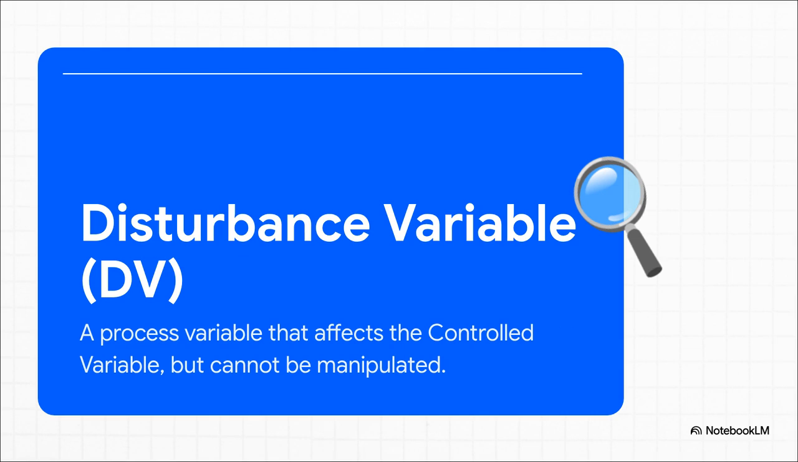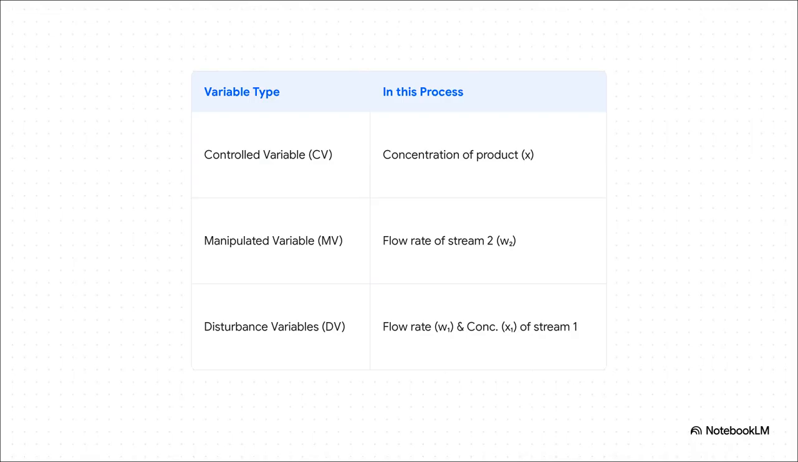And finally, there's the disturbance variable, the DV. These are all the unpredictable things that are always trying to mess with your goal. They affect your system, but you have no direct control over them. For our thermostat, a disturbance could be someone opening a window or the sun suddenly blasting through the glass. This is your challenge.